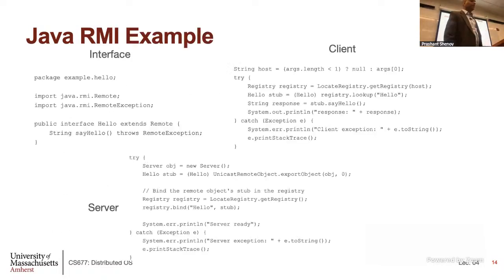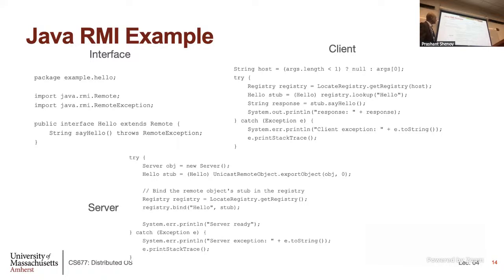Okay, so here is some snippet of code. There are three snippets here. This is the interface of your program. That's the client part. Just a snippet. This is the server part. So let's start with the server part.